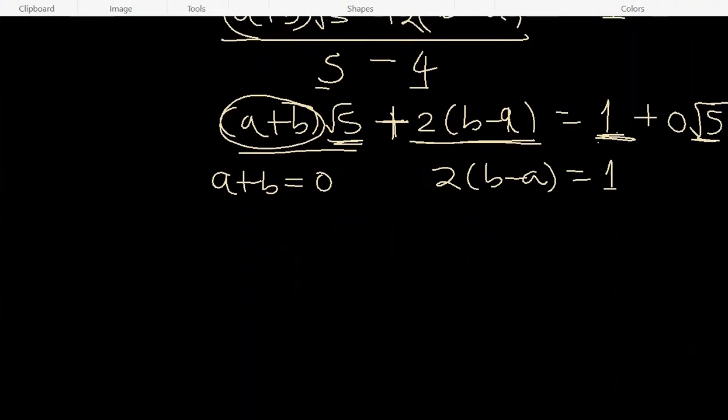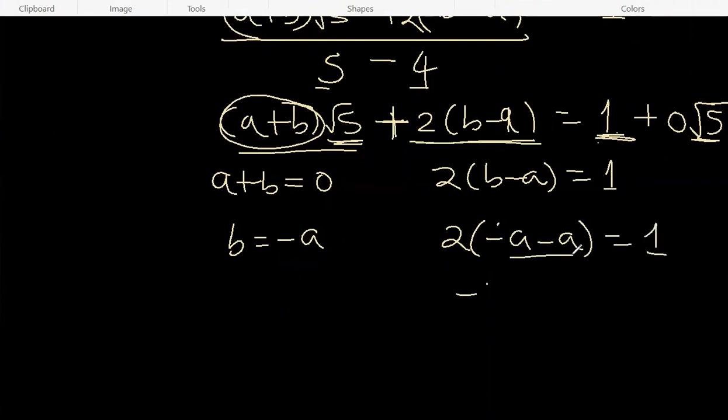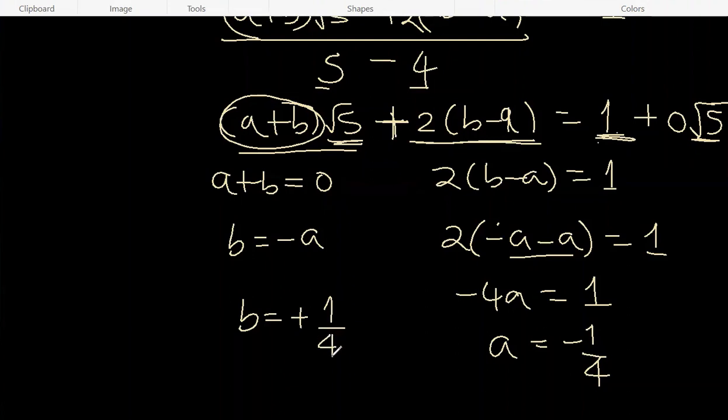So now we got these simultaneous equations. I can write b equal to minus a and substitute it here: 2b, where b is minus a, and minus a equal to 1. That becomes minus 2a minus a... minus 2a times 2 is minus 4a, equal to 1. So a equals negative 1 over 4. And because b is negative a, b will become positive 1 over 4.